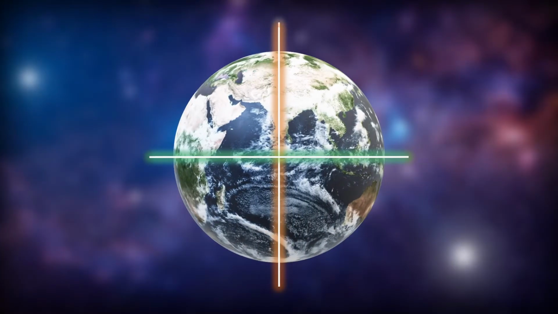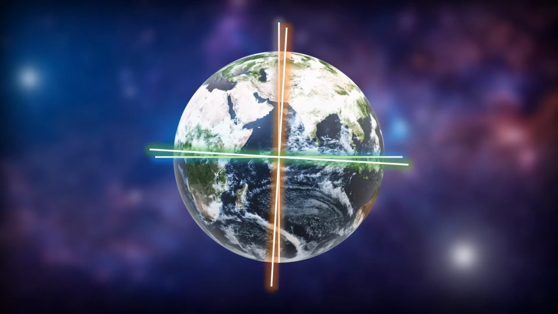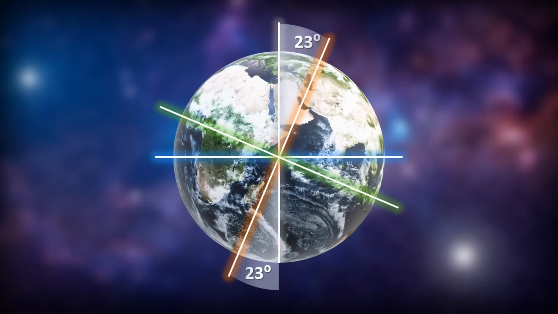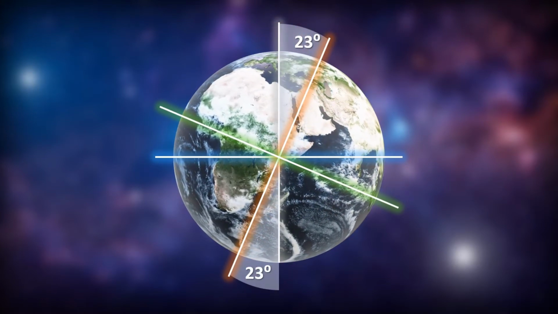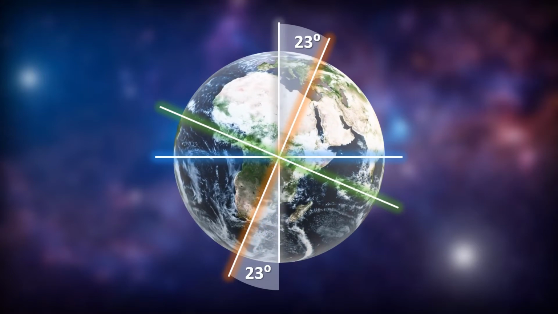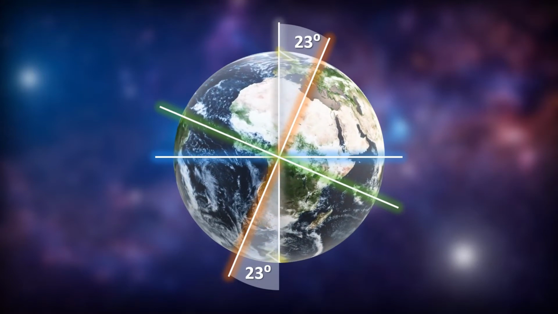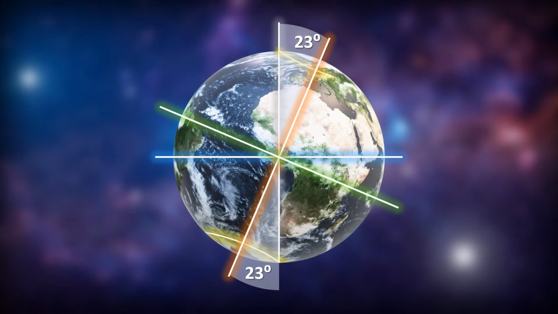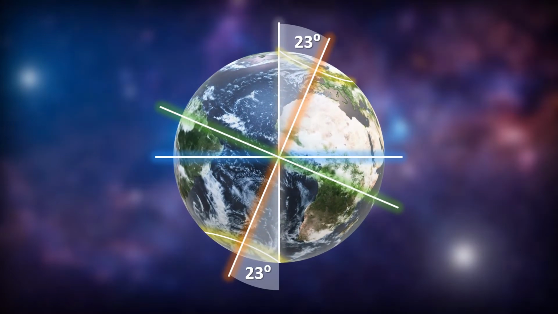Earth spins along its axis, but its axis is tilted at roughly 23 degrees. The Arctic and Antarctic Circle are simply circles where the distance between the 23-degree axis to the 0 degrees is the radius of that circle.